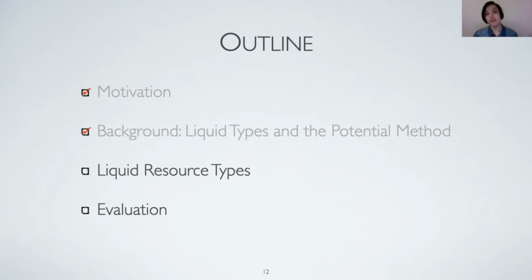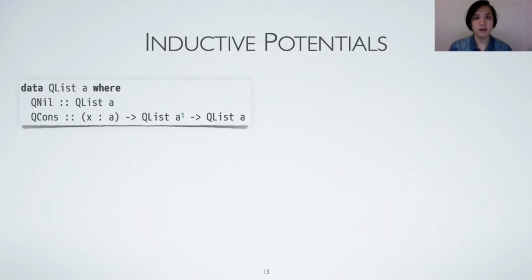Okay, now I have introduced the 2 important building blocks of our work, liquid types and the potential method. Now we'll show how our work extends prior work with 2 powerful mechanisms and how to reduce type verification to constraint solving. Our first mechanism is inductive potentials.